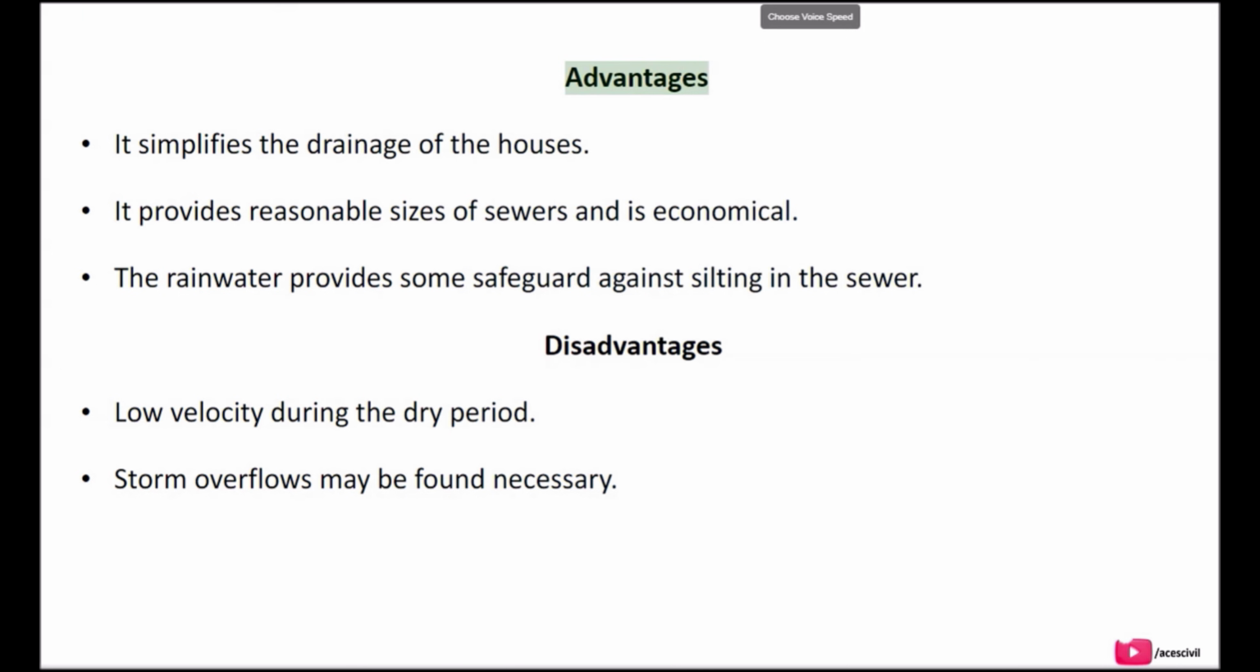Advantages. It simplifies the drainage of the houses. It provides reasonable sizes of sewers and is economical. The rainwater provides some safeguard against silting in the sewer. Disadvantages. Low velocity during the dry period. Storm overflows may be found necessary.